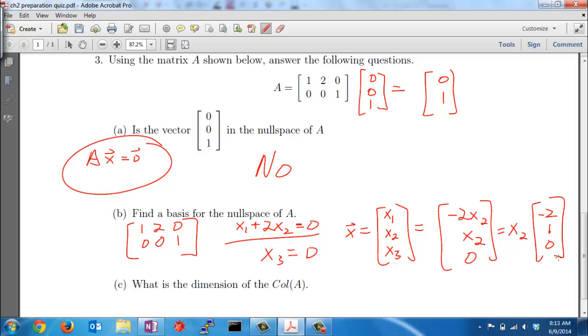So what are my solutions for Ax equals 0? Well, it would be negative 2, 1, 0, or negative 4, 2, 0, or negative 6, 3, 0. It's any multiple of this vector. Okay, so how do I build a solution space? I take a multiple of this thing. Right, the span of this vector would be all my solutions. So this is the basis for my solution space. So I build up my whole solution space. Any questions about that?